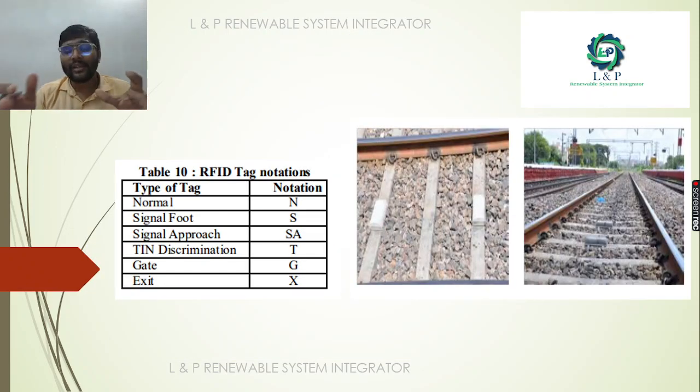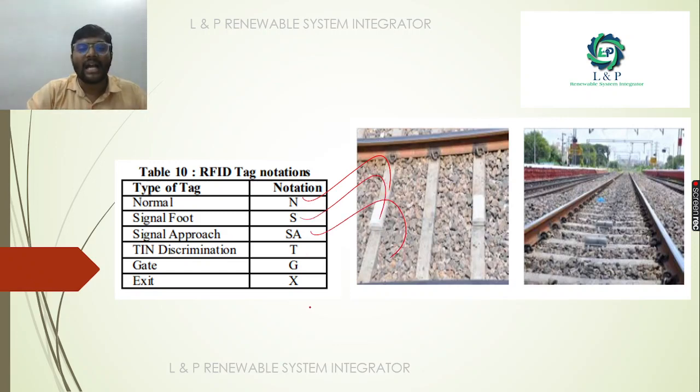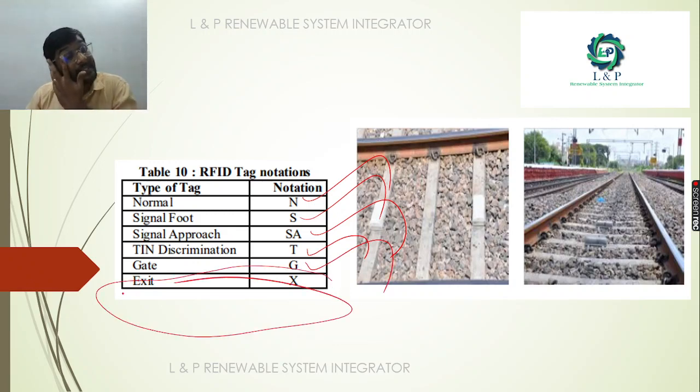With the help of this RFID tag, we have different types. One is the normal notation, another is the signal foot, the third is the signal approach, and the fourth is the tin discrimination. We have an RFID tag at the gate and also an RFID tag at the exit. It means with the help of an RFID tag itself, we can identify whether it is in normal, signal foot, signal approach, tin discrimination, the gate, or the exit.